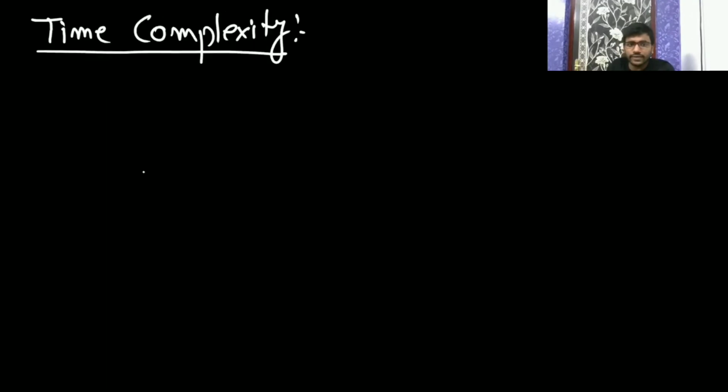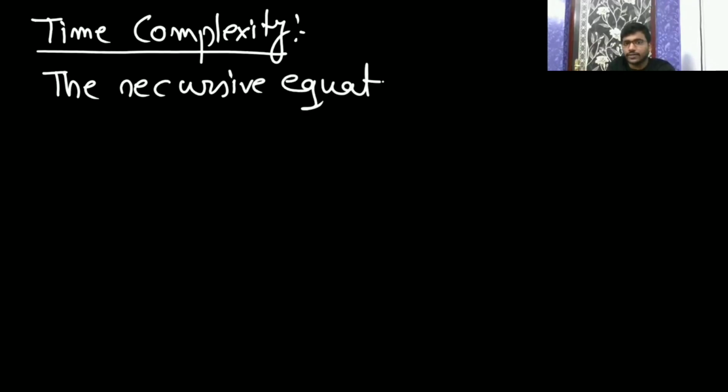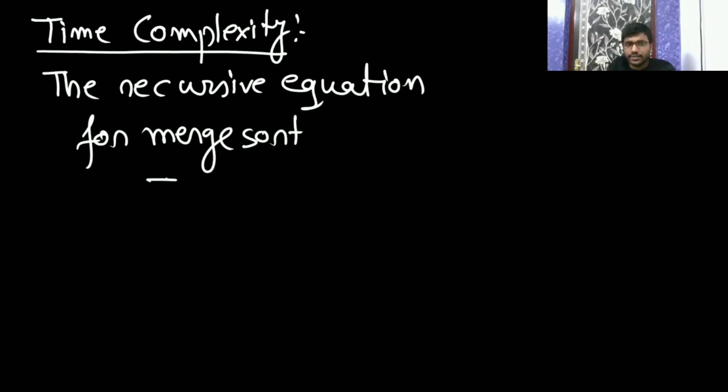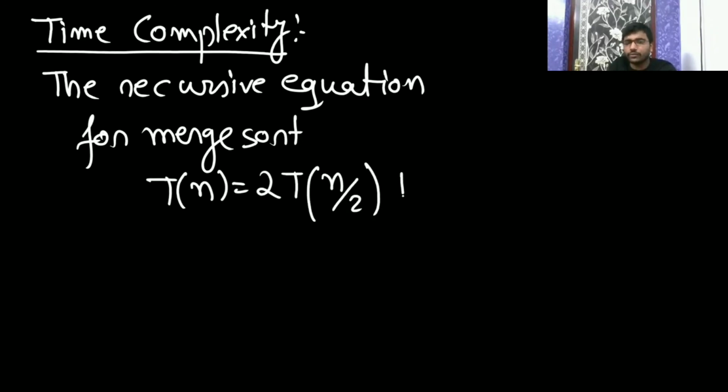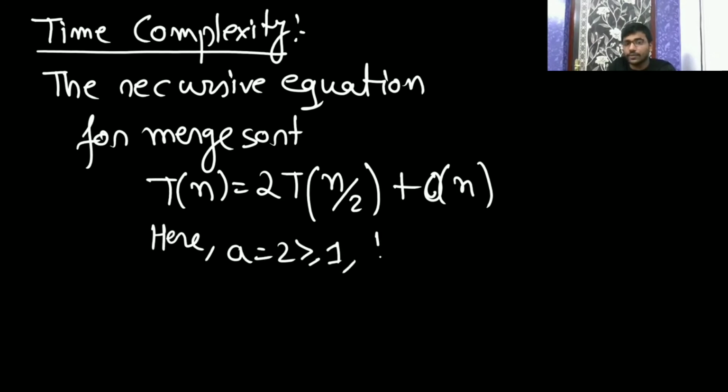So the recursive equation for merge sort, that is T of n, is equal to 2 T of n by 2 plus n, that is big O of n, or you can say n. So here it is now in master theorem. Here a is 2 which is greater than or equal to 1, b is 2 which is greater than 1, k is 1, p is 0.